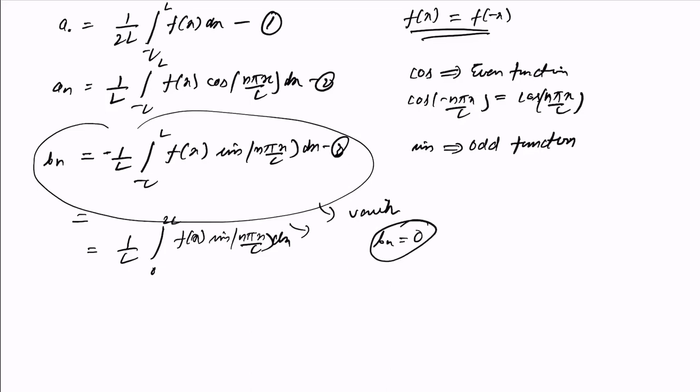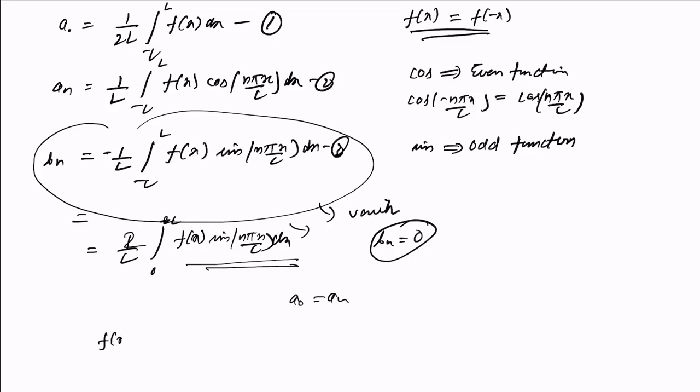You just evaluate this integral. Since f(x) is an even function and sine is an odd function, the total combination will be odd, and the integral limit is from minus l to plus l. So if we do the integral, it will be 2 times the integral from 0 to l, and it will come out to be 0. So all the b_n coefficients will be 0. Therefore we are only left with a0 and a_n.